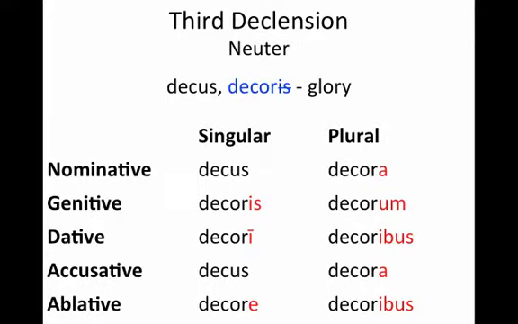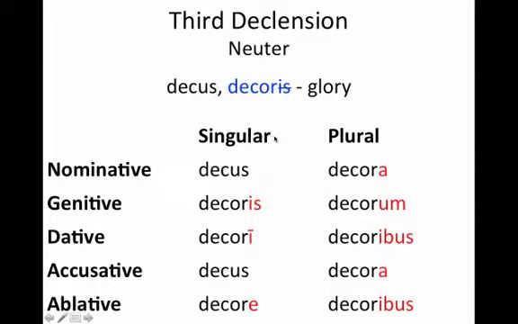Now let's look at the third declension neuter. And for this we're going to use the word decus, decoris, which means glory. Now the third declension neuter is very similar to the third declension masculine and feminine, with the only changes occurring in the nominative and the accusative. So, remember that first principal part, decus, gives us the nominative singular. And for most of the rest of this declension, we're going to go to decoris for the stem.